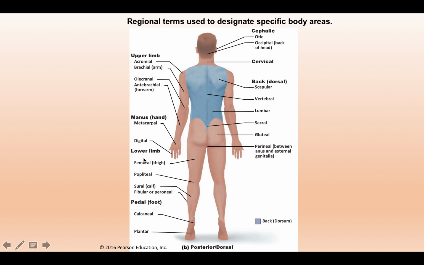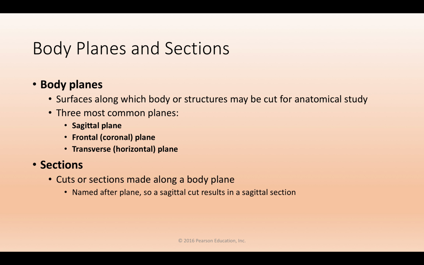Now, when we look at the planes of the body, this basically describes the way we can divide the body to use it to study anatomy. So we can divide the body through three different planes. Sagittal, also called mid-sagittal if the line is in the middle, frontal or coronal plane, and transverse, also known as horizontal plane. So take a look at this.